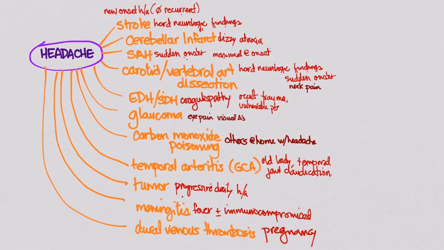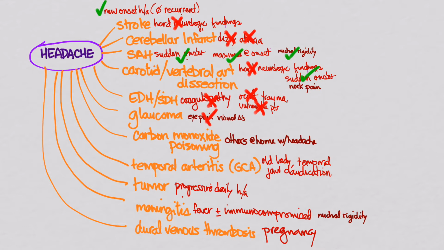So we'll use our headache patient again, and let's say that this is a new onset headache, that our patient had no hard neurologic findings, and with that, there's also no dizziness or ataxia. It was kind of sudden in onset. It was kind of maximal. Definitely had nuchal rigidity with it. This is an otherwise healthy person, so there's no coagulopathy, and we're not suspecting this to be a vulnerable patient or any occult trauma. The patient's eye symptoms were pretty unremarkable. No pain, no visual loss. No one else at home had this.